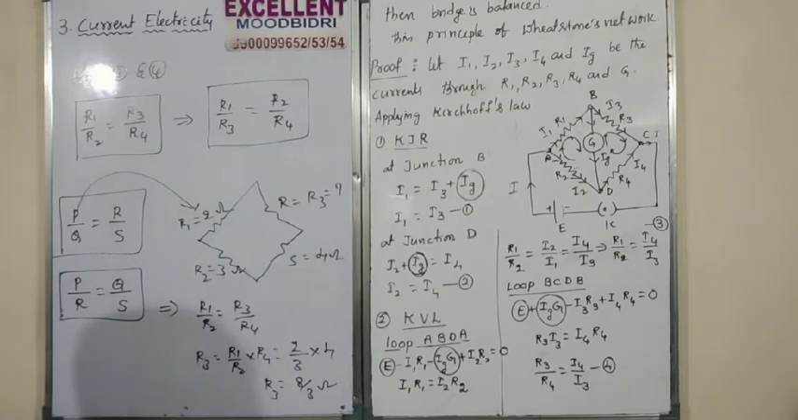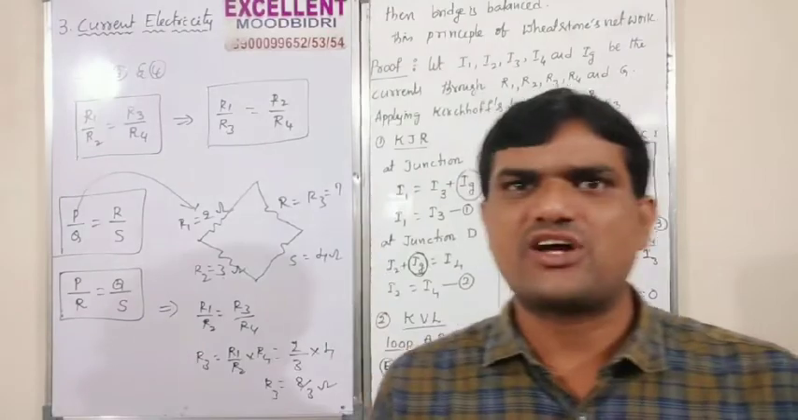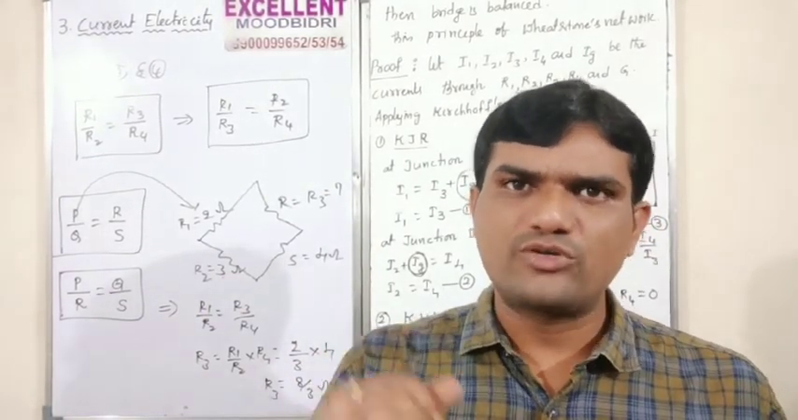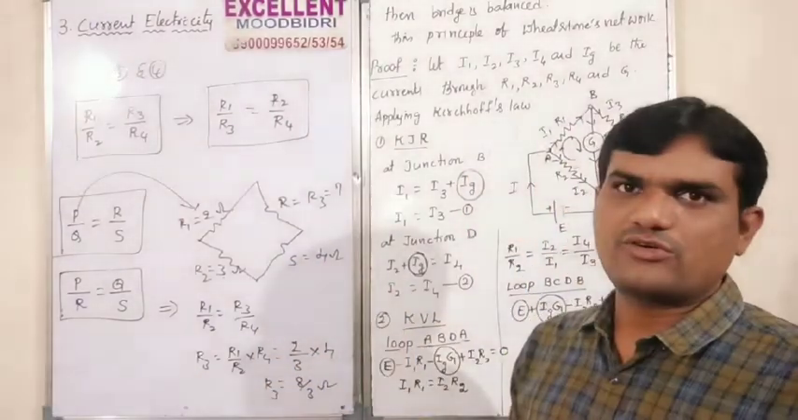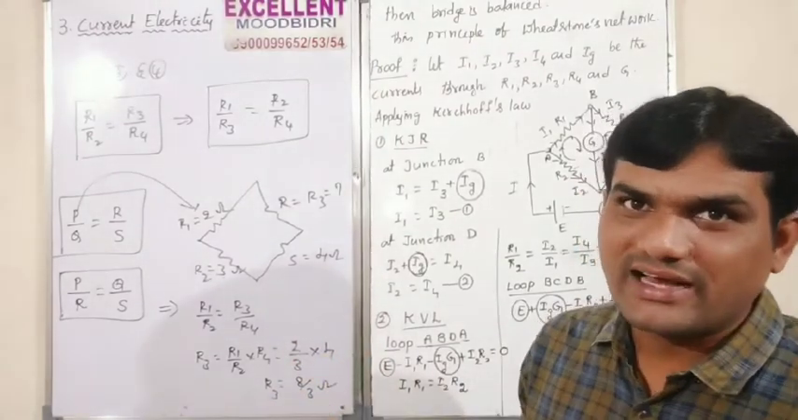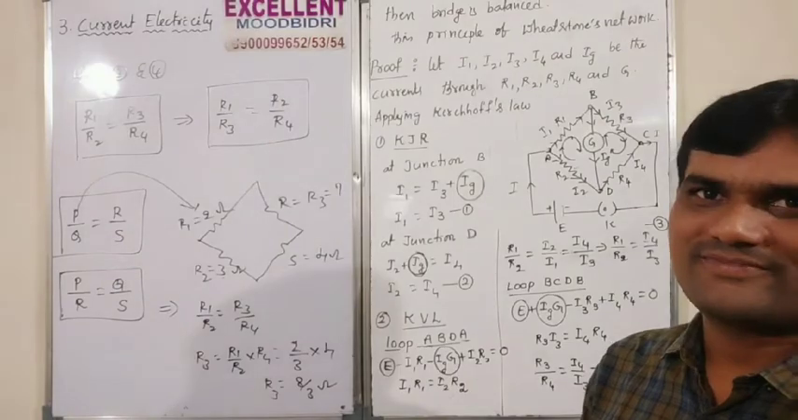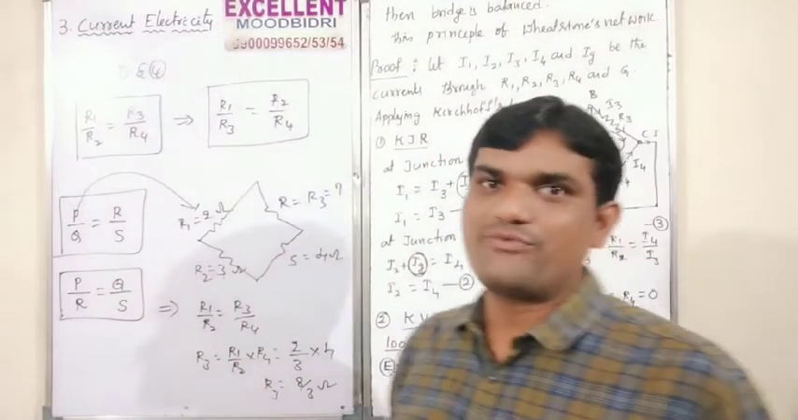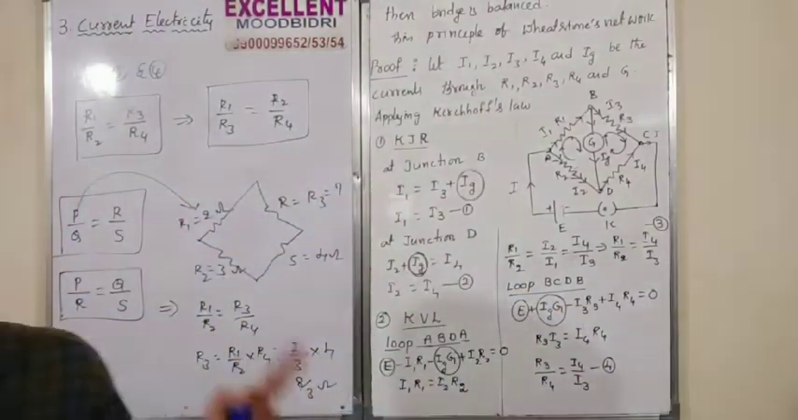So like that we have to find the unknown resistance of a resistor. That resistor value we don't know, that is the unknown value, so we want to calculate it. With the help of P by Q is equal to R by S, easily we can calculate the unknown resistance value. This is the Wheatstone bridge. The formula is the same: R1 by R2 is equal to R3 by R4. This is the derivation for 5 mark purpose. Are you clear? Okay, now we will solve some problems based on this.